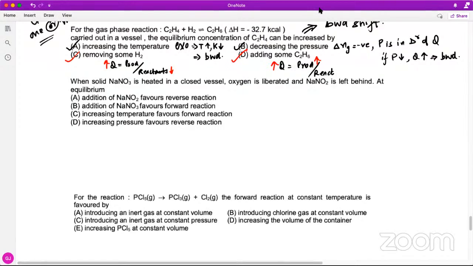Correct answer. Sir, how did you conclude that we require the backward shift? Because क्वेश्चन में बोला है ना C2H4 का concentration बढ़ाना है, तो C2H4 का concentration कैसे बढ़ाएंगे? Backward जाके तो बढ़ाएंगे ना? Yes, sir.